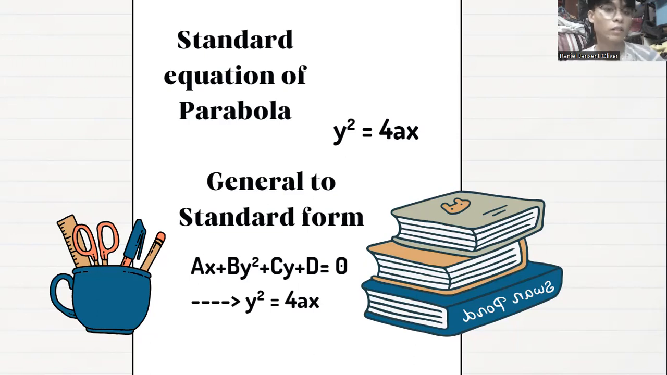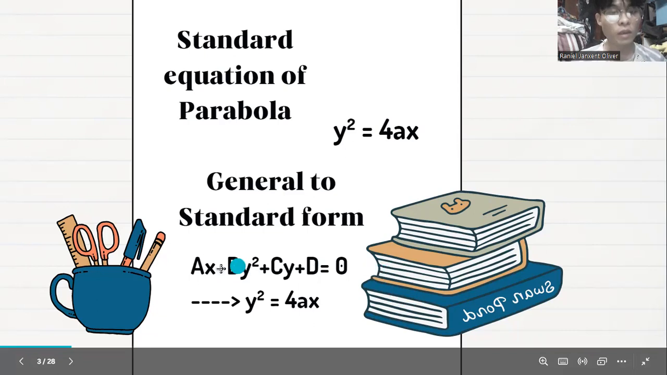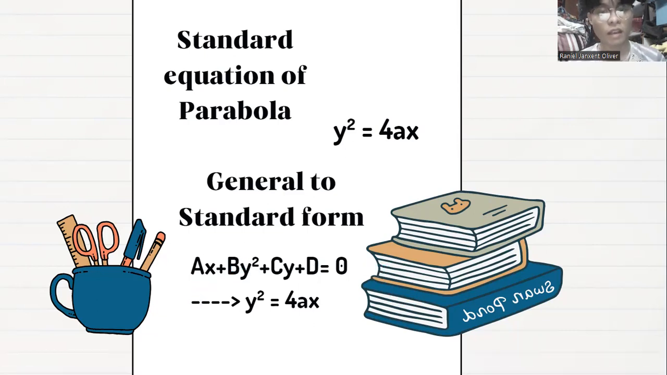Then the general form of the parabola is ax plus by squared plus cy plus d equals 0, where d is the constant, or it can be ax squared plus by plus cx plus d equals 0.